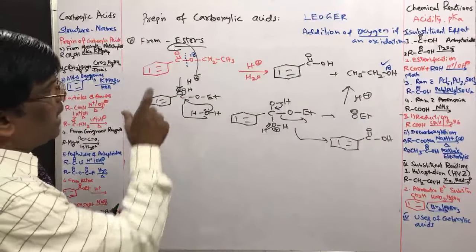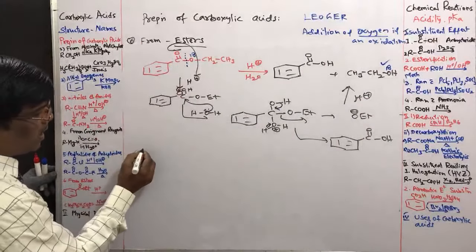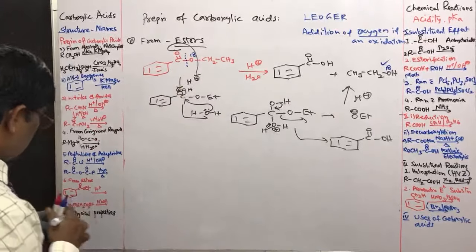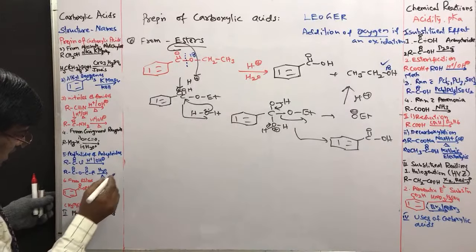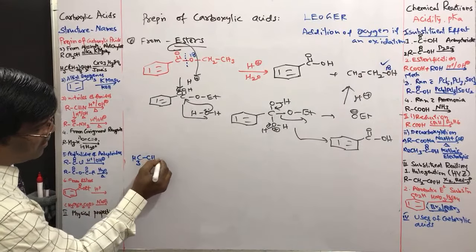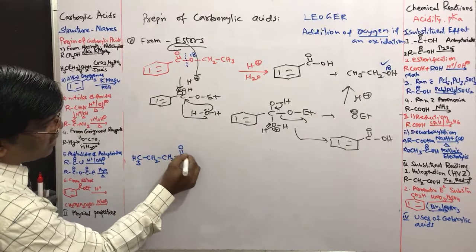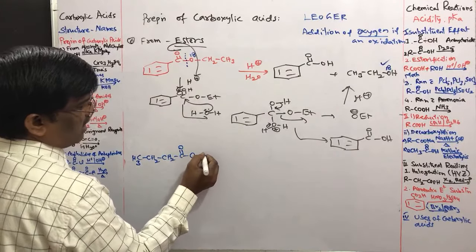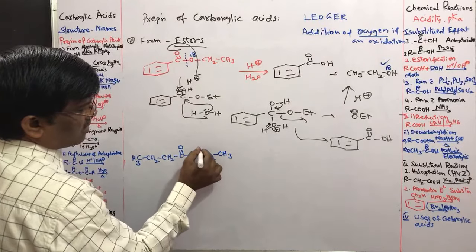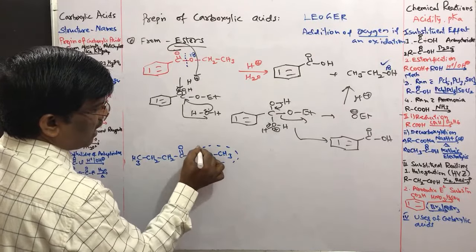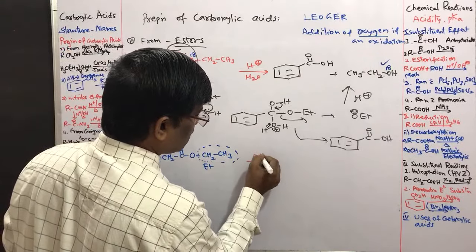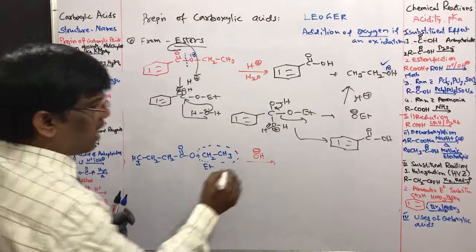Next, base hydrolysis. If I do the hydrolysis with base, let me take another example, ethyl butanoate, CH3CH2CH2, this is butanoic acid, and here the ethyl ester, CH2CH3. Ethyl can be written like this, or I can write it as Et also. In presence of base, OH minus, and water will be there.